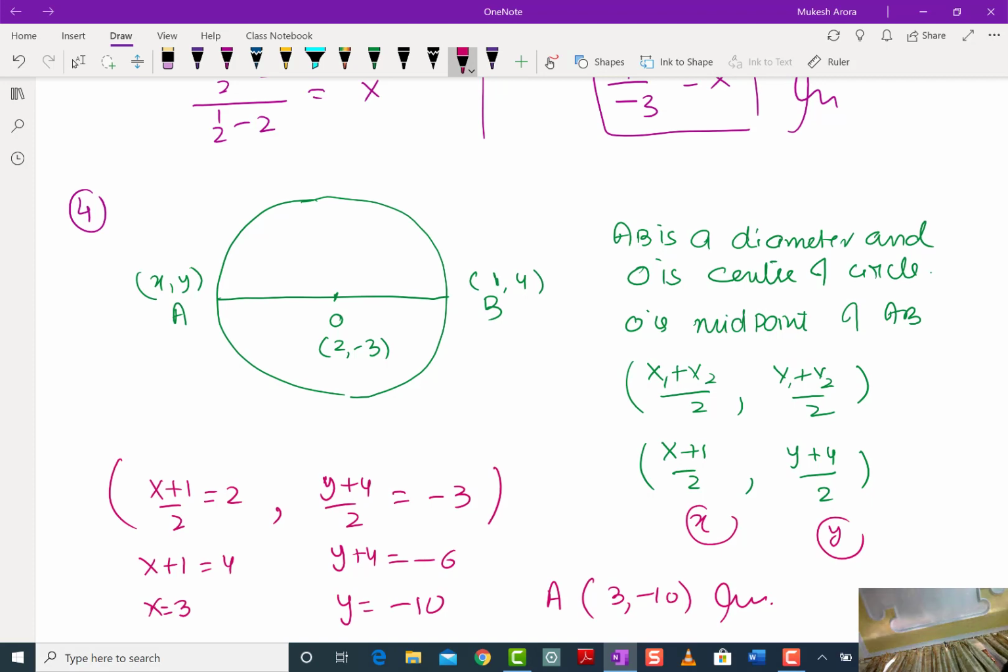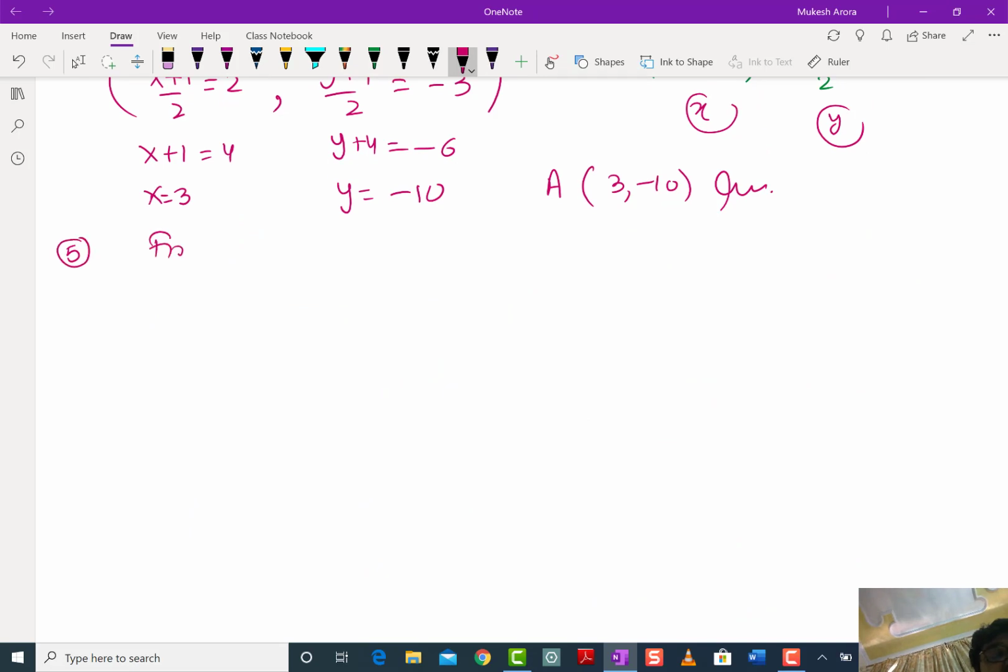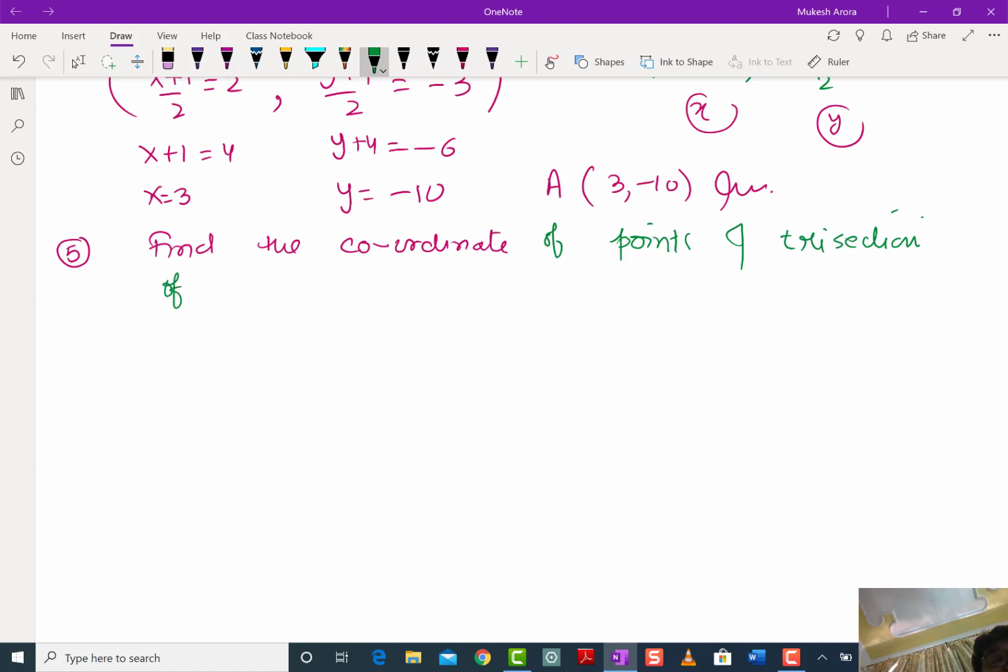Another question in this segment is, find the coordinates of the points of trisection of the line segment joining 4 and minus 1 and minus 2 and minus 0.